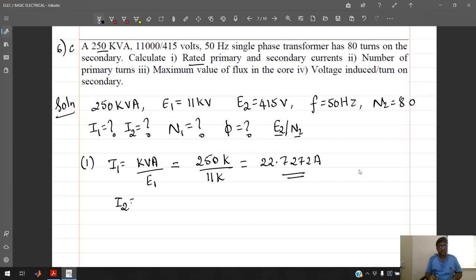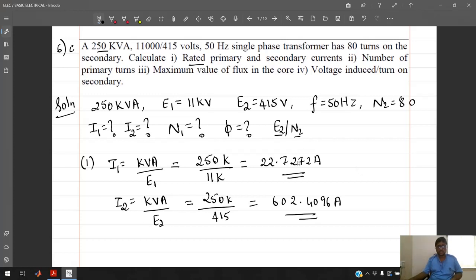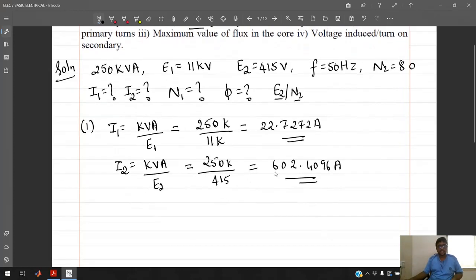Similarly, I can calculate I2 is equal to the corresponding kVA divided by E2. For I2 it is E2, for I1 it is E1. So again it is the same 250 kVA divided by 415 volts across the secondary. You are going to get 602.4096 ampere. So very simple, you can easily score marks in this for the primary and secondary currents.